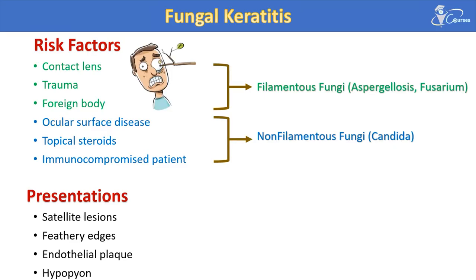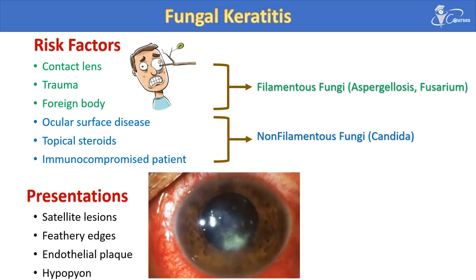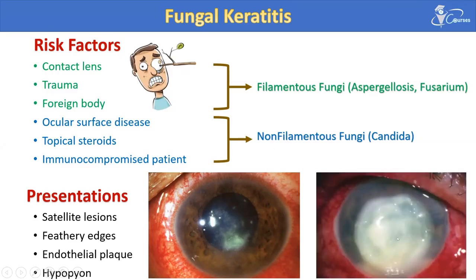The fungal infection can have some features specific to the fungus, like the presence of satellite lesions. The lesion tends to be multifocal, as you can see here. This multifocality or satellite: the main lesion is here with 1, 2, 3, 4 multifocal lesions. These satellite lesions are suggestive of fungal infection. Also, the presence of feathery edges can be suggestive of fungal infection. The presence of an endothelial plaque and the presence of hypopyon like that are also characteristic of fungal infection.